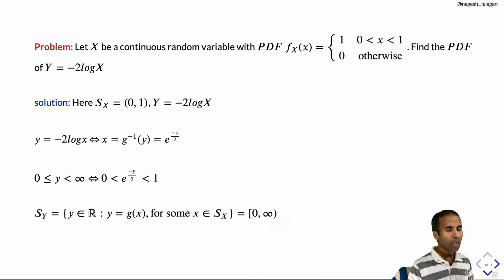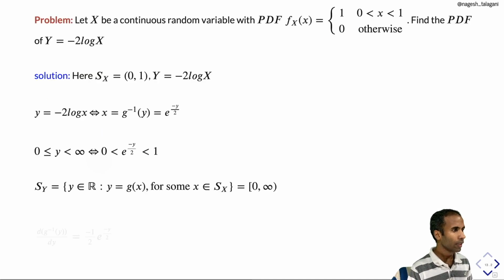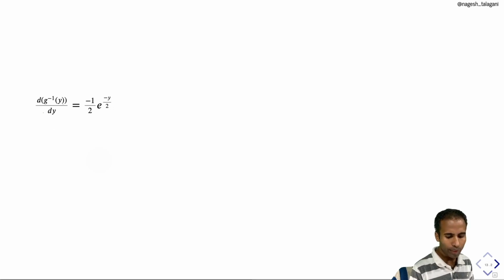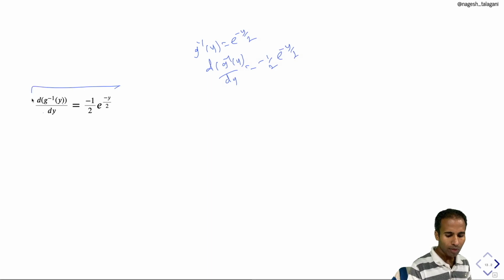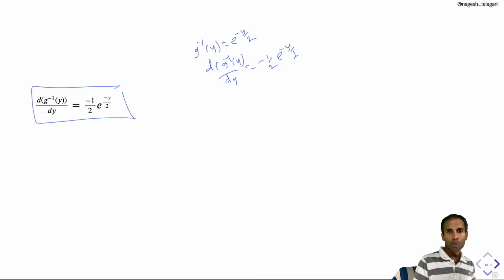Now let's look at the Jacobian of the inverse transformation x equal to G inverse y, which is the derivative of G inverse y. The derivative of G inverse y with respect to y is going to be minus 1 by 2 e power minus y by 2, because G inverse y is e power minus y by 2. This is the one variable Jacobian of the inverse transformation x equal to G inverse y.